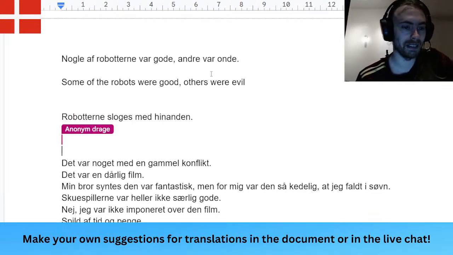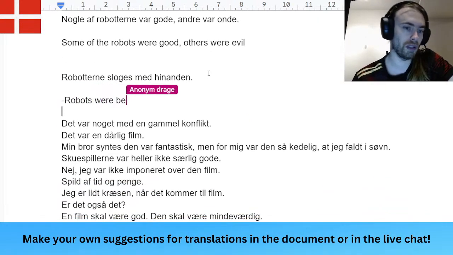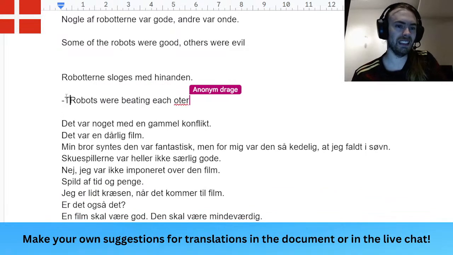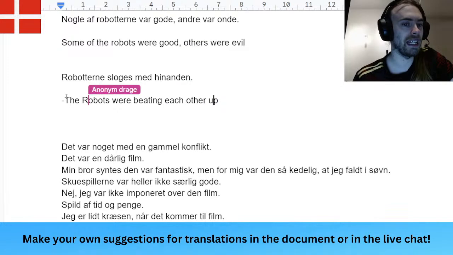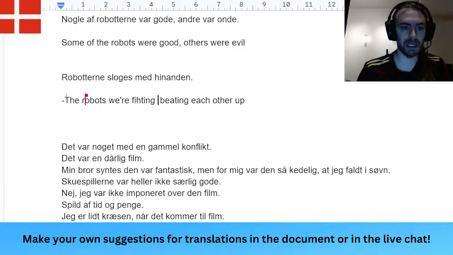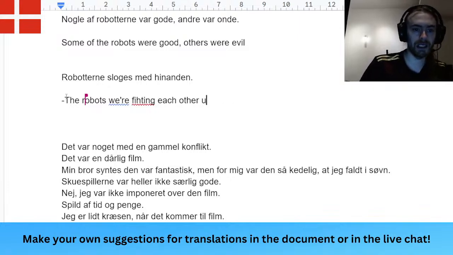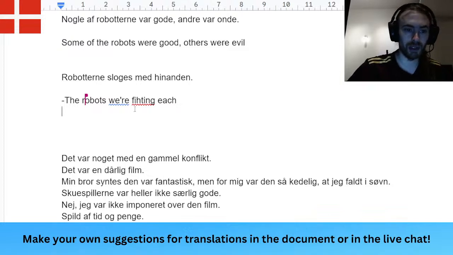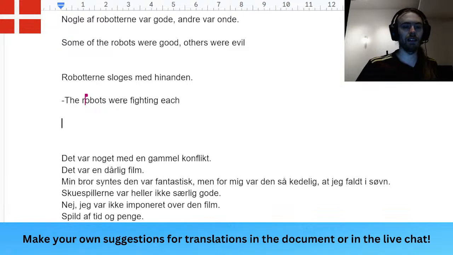Robotterne sloges med hinanden. Robotterne, it's of course robots. Yeah, not so much beating each other up. It's more like we're fighting each other. Right? A little typo there. We'll fix in a second. Each other, because it comes from slåss. Right? That's what it is. At slåss.